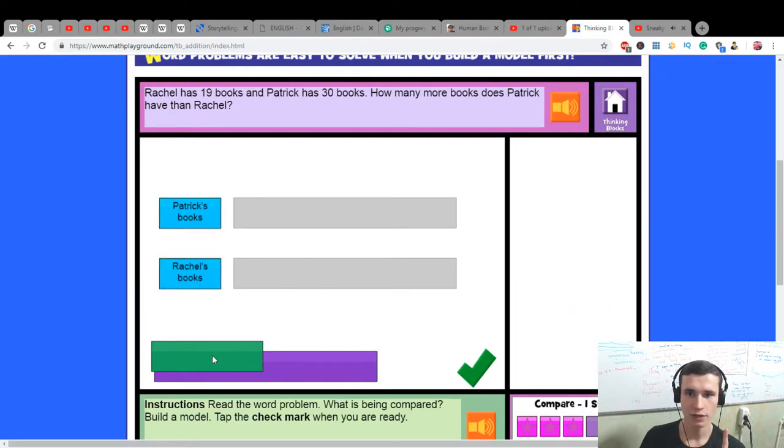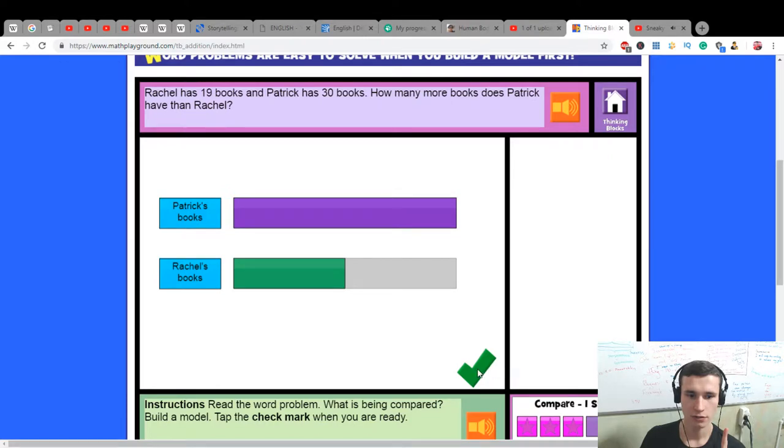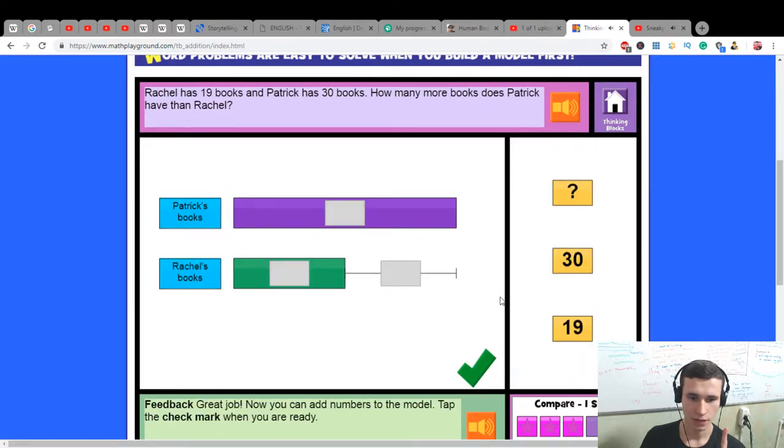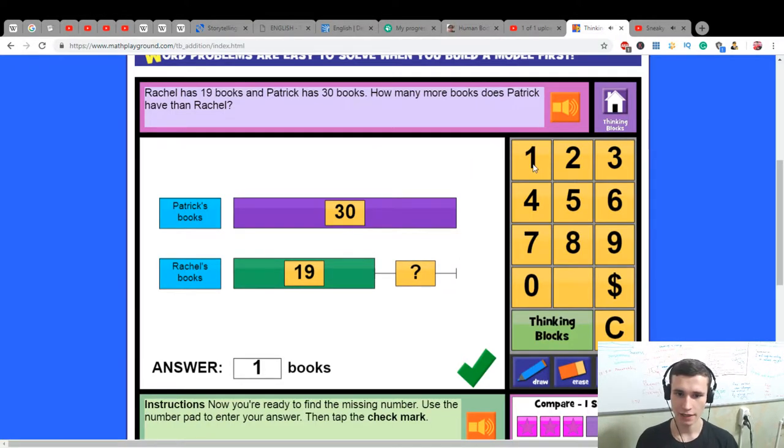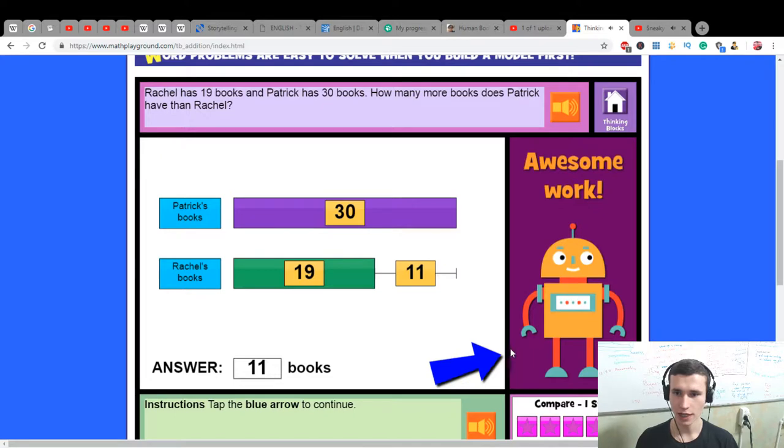How many more does Patrick have than Rachel? Patrick here, Rachel here. How can you can add numbers? Okay, 30 here, 19 here, and the difference is 11. 11 is the difference. Awesome work.